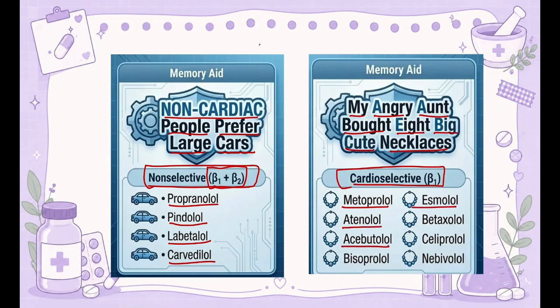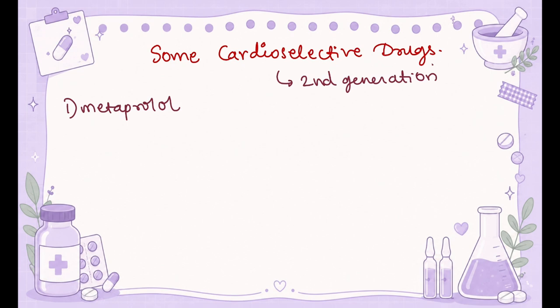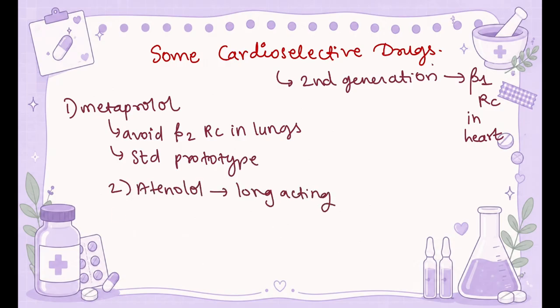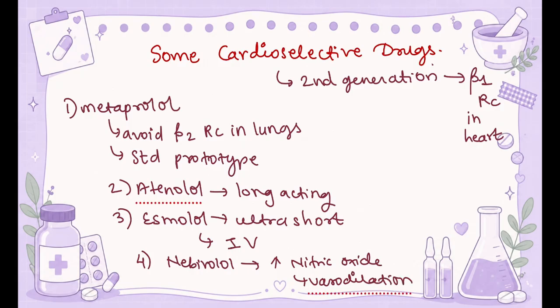The second generation demonstrates the immense power of specificity. These cardioselective drugs preferentially target beta-1 receptors located in the heart. Crucially, they mostly avoid the beta-2 receptors in the lungs. Metoprolol is the standard prototype here. Atenolol provides a long-acting option. Esmolol is ultra-short-acting. It is delivered intravenously for emergency arrhythmia control. Nebivolol is unique. It enhances nitric oxide production to cause vasodilation. This specific focus makes these agents much safer for patients with asthma.